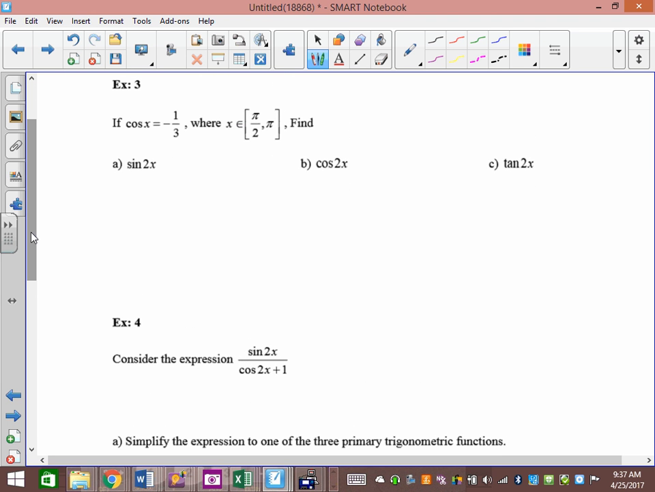So if I give you something like this, cos x equals negative a third, okay? And you see sine 2x. What's the thing you should do when you see sine 2x? Write out the formula, which is 2 sine x cos x. I'm given cos x, which is awesome. So I can fill that in and keep the 2. Cos x is negative a third. But what am I missing? Sine. How do I get it?